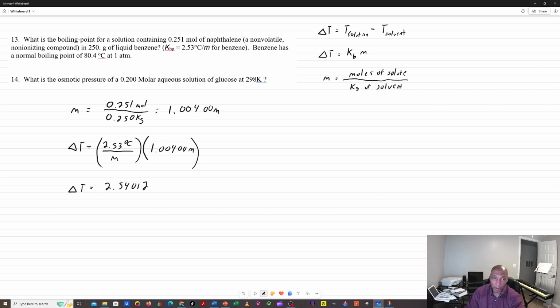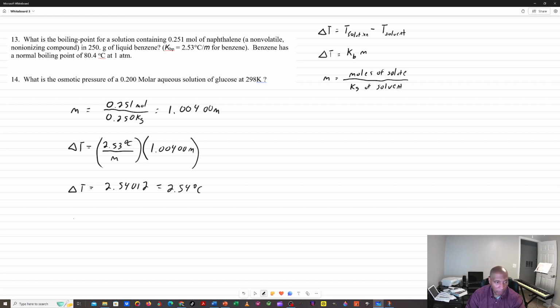So delta T is going to equal 2.54012, and I have to express that to the correct number of significant digits now, because I am adding or subtracting in the next problem. So let's see how many significant digits this is good to. It's good to 3 significant digits, so this is going to be equal to 2.54 degrees Celsius.